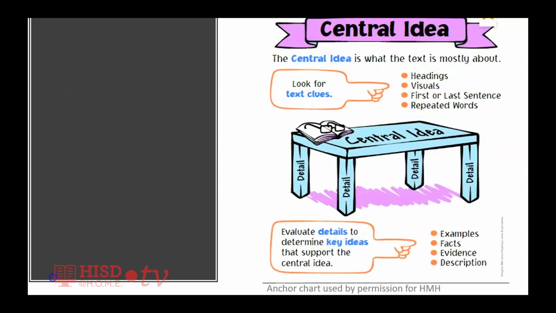Today we're going to look at central idea. And we ask ourselves, what is central idea? Central idea is what the text is mostly about. In informational text, we look for text clues such as headings, visuals, the first or last sentence, and repeated words. We evaluate details to determine key ideas that support the central idea, such as examples, facts, evidence, and description. We use all of these details combined to develop a central idea statement.